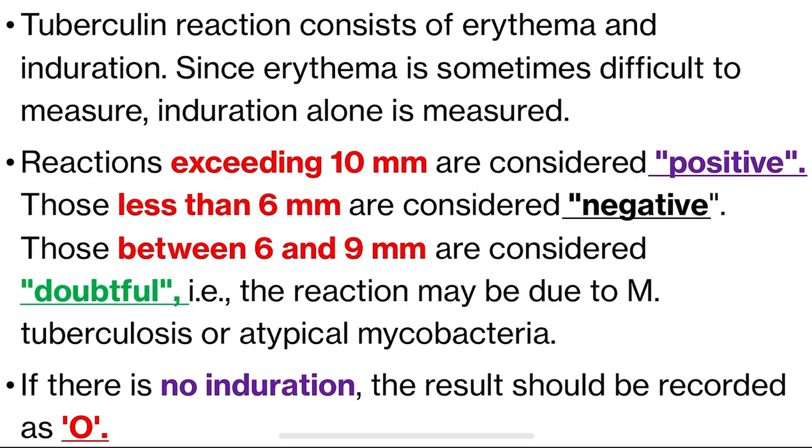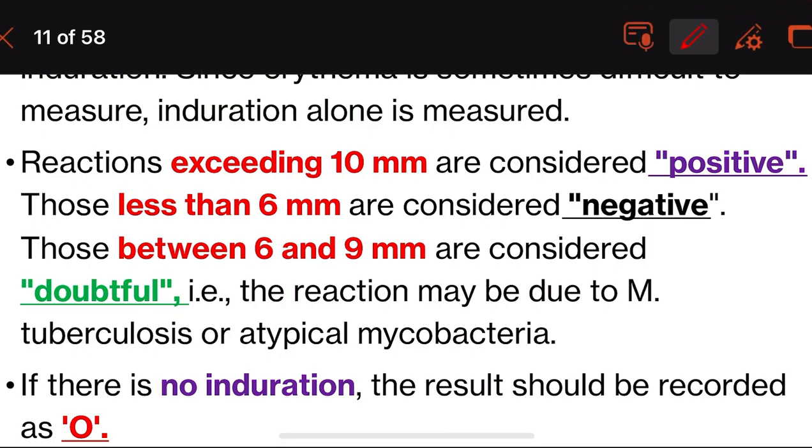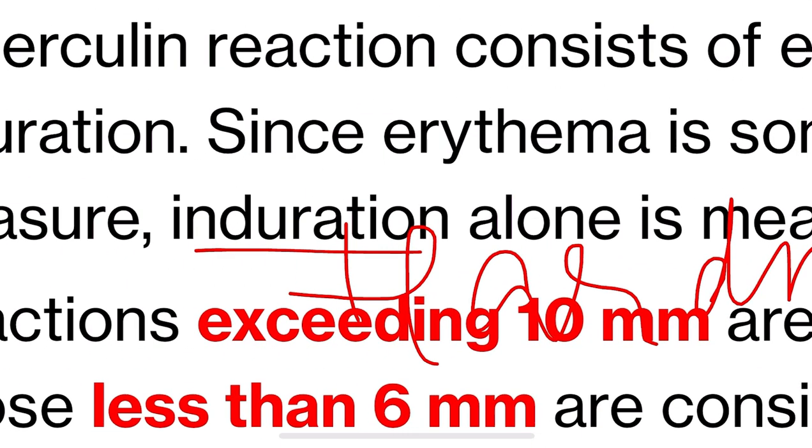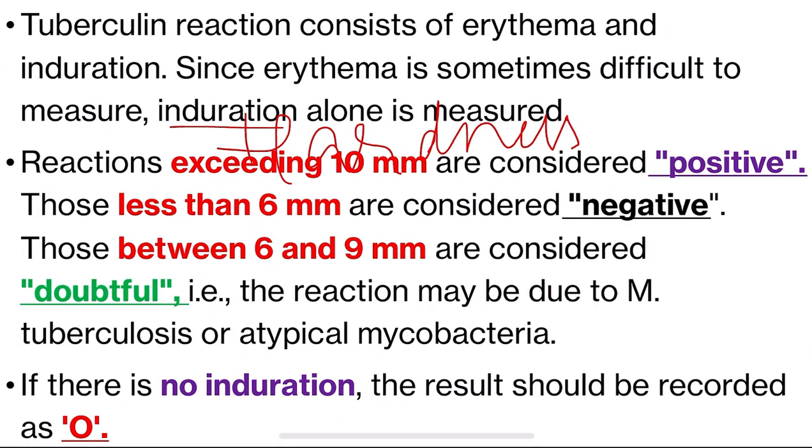So the Mantoux test is producing a pale wheal of the skin measuring about 6 to 10 mm in diameter. And now we see the tuberculin reaction consists of erythema and induration. Since the erythema is sometimes difficult to measure, the induration is measured. So erythema is the redness, induration is the hardness. Induration is the hardness of that wheal, okay? And then we have erythema, the redness. Since redness is sometimes difficult to measure, we prefer that the induration alone will be measured. Clear?